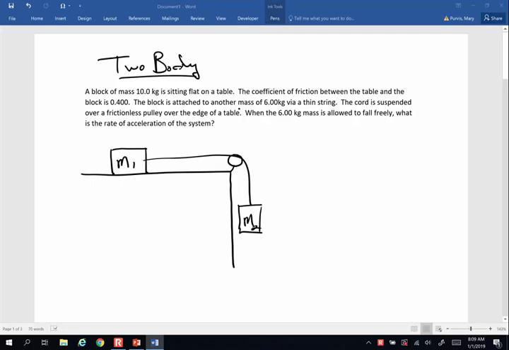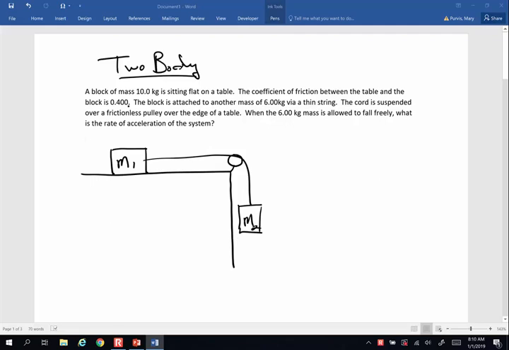The block is attached to another mass of 6 kilograms via a very thin string, meaning we don't have to worry about the mass of the string. The cord is suspended over a frictionless pulley over the edge of a table. When the 6 kilogram mass is allowed to fall, what's going to be the acceleration of the entire system?